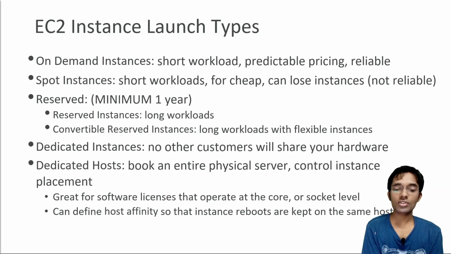Then we have dedicated instances. So we have the guarantee with these instances that no other customer will share your hardware. Or a dedicated host, where you book an entire physical server, and you also control instance placements within the server. So these dedicated hosts have a use case. This is great for software licenses that operate at the core or socket level, because you do have access to the cores or sockets. And then you can also define host affinity so that the instance reboots and are kept on the same host. Okay, so that's for the EC2 and its launch types.